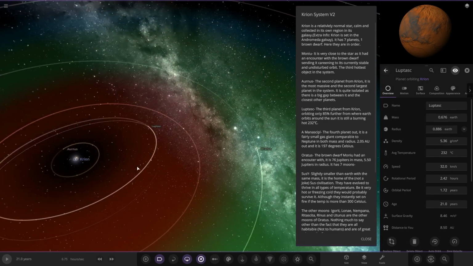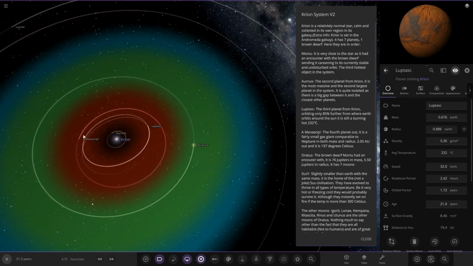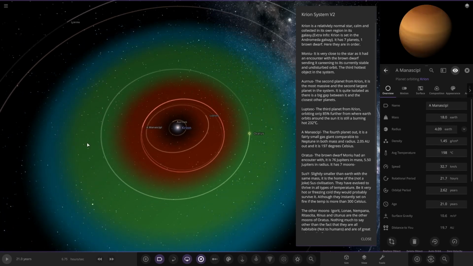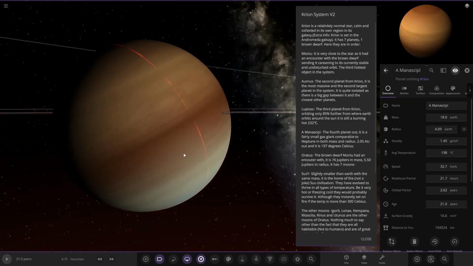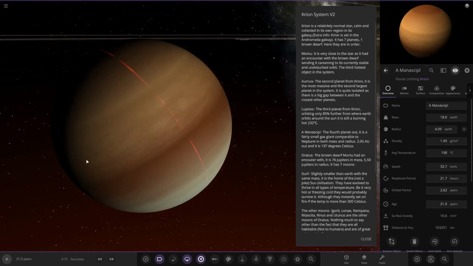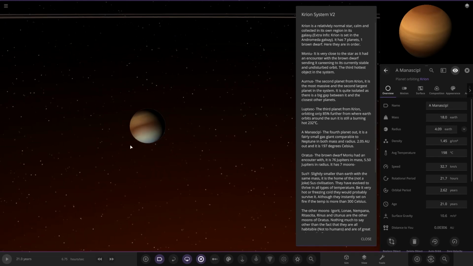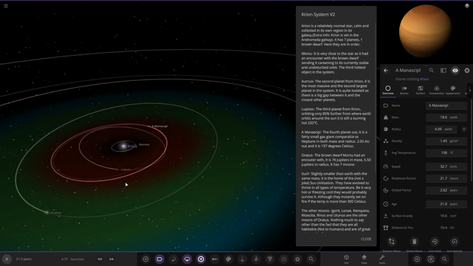Okay. Next up we've got Manaskbi. The fourth planet out. It's a fairly small gas giant comparable to Neptune in both mass and radius. 2.05 AU out, and it's 197 degrees. Got a weird line there, that's pretty bizarre, but there it is. Okay. Next up we've got Oratus.